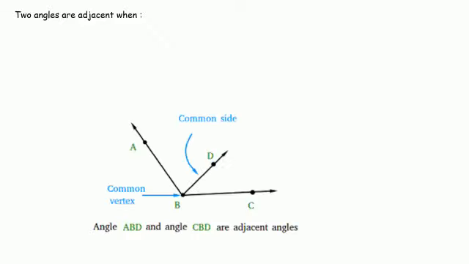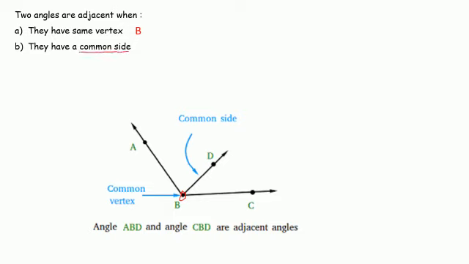Two angles are adjacent when? Let's start with the adjacent and vertically opposite angles. Two angles are adjacent when we have a common or the same vertex. The same vertex is B, so B is the common vertex. Then they have a common side.